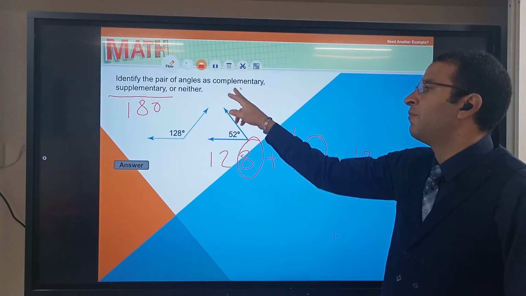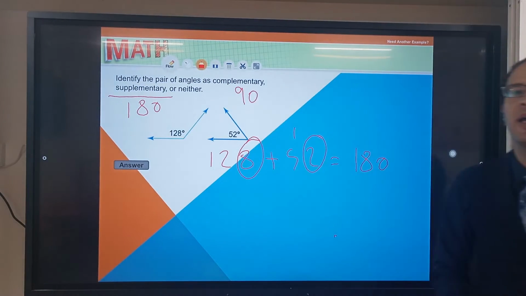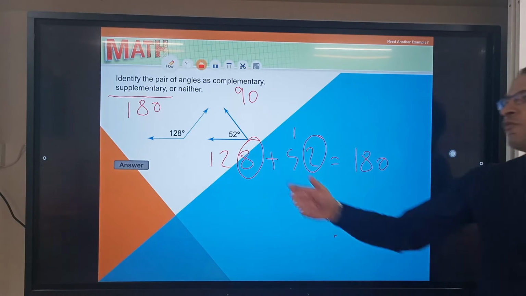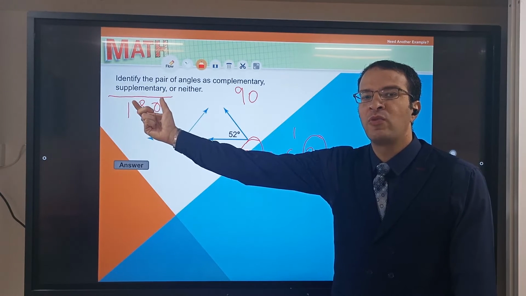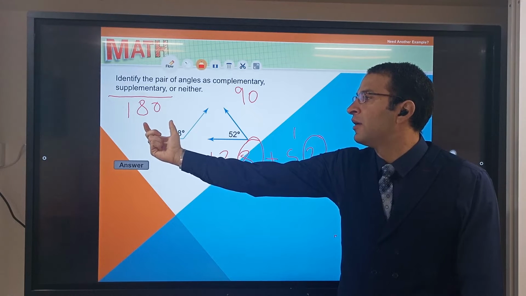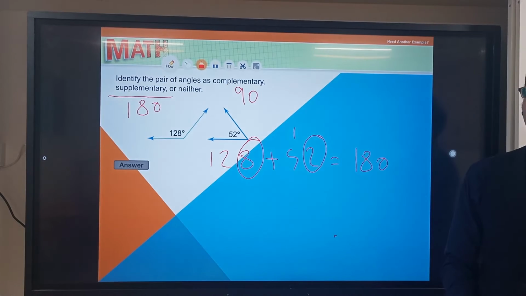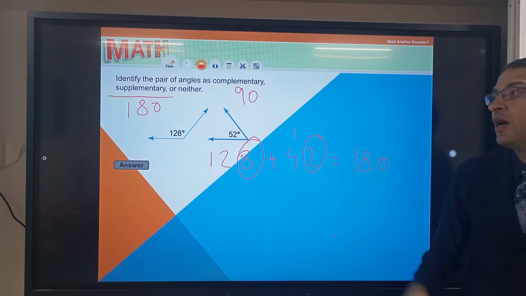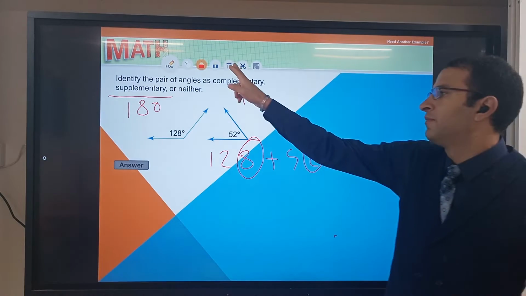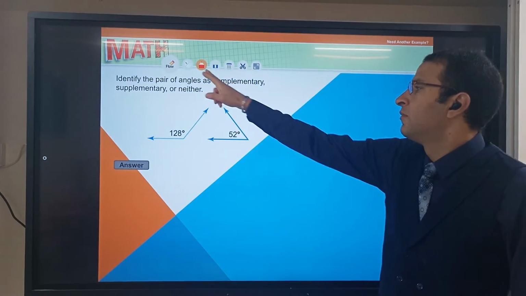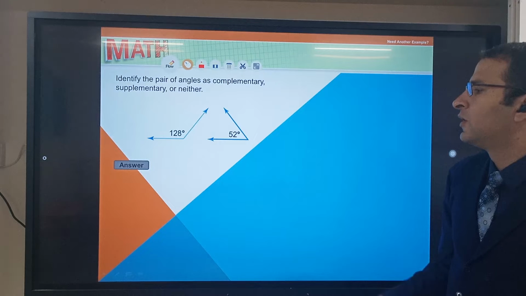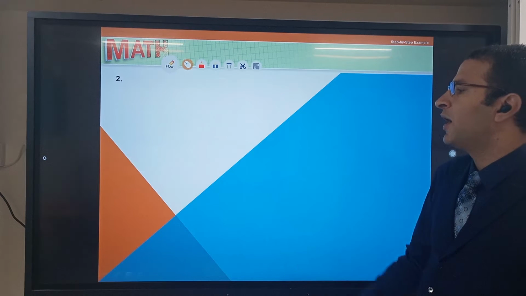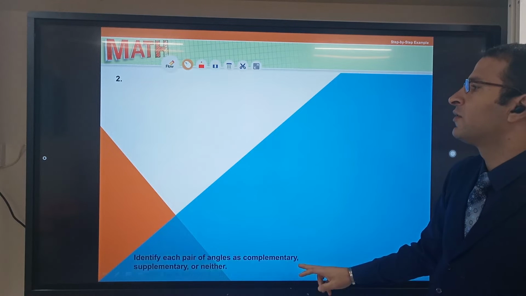What is the meaning of complementary? The sum of the two angles is equal to 90. Again, if you have two angles whose measures sum to 180, we call them supplementary. If you have two angles whose sum is 90, I call them complementary. So the two angles here are what? They will be supplementary, because the sum is equal to 180.